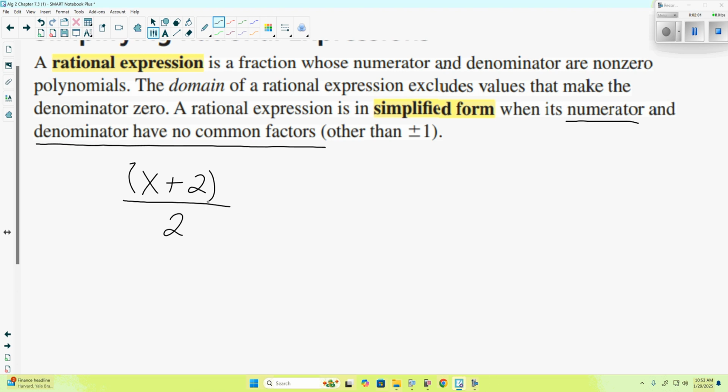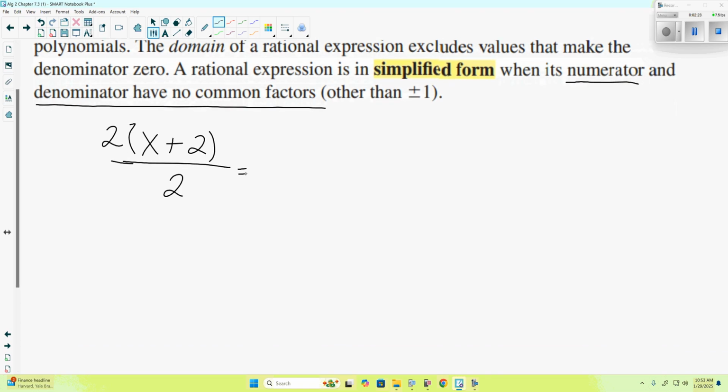We can't just cross out the 2 on top and bottom because the 2 on top is stuck with that x plus 2, which is a single expression. Now if we had 2 times the quantity x plus 2, that 2 out front and that 2 on bottom, we can reduce those. What we can say is that this is 2 over 2 times our x plus 2 over 1.